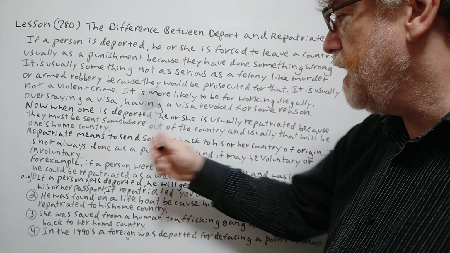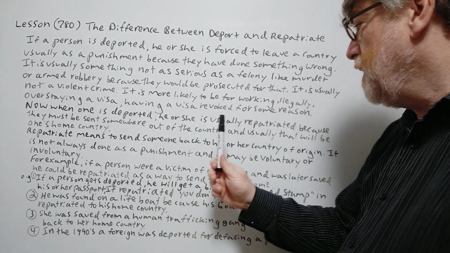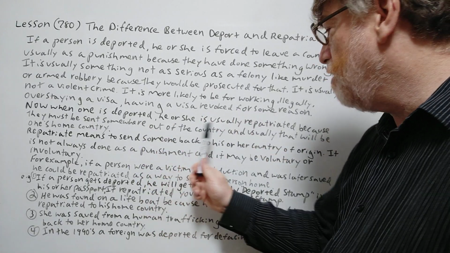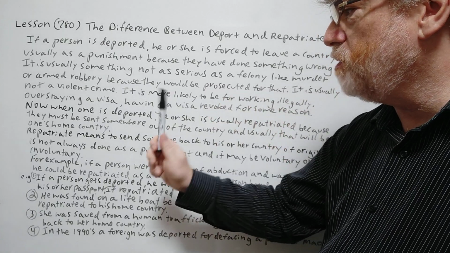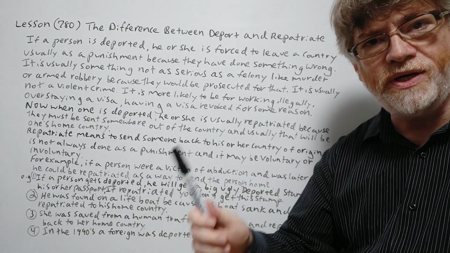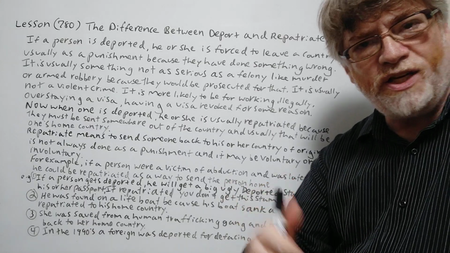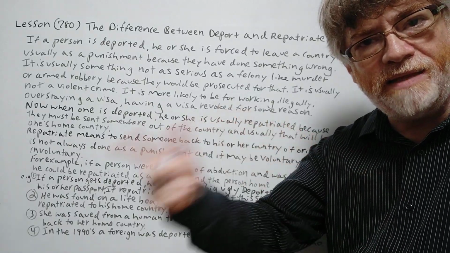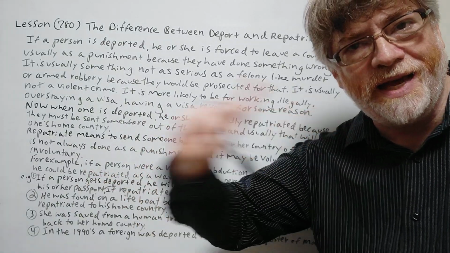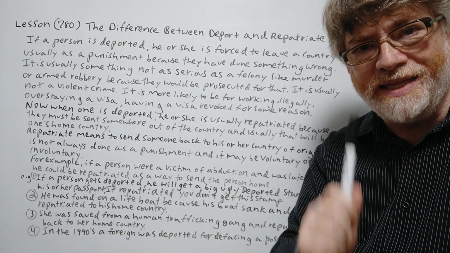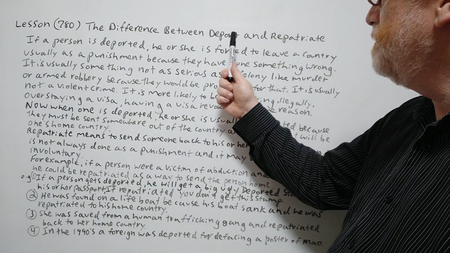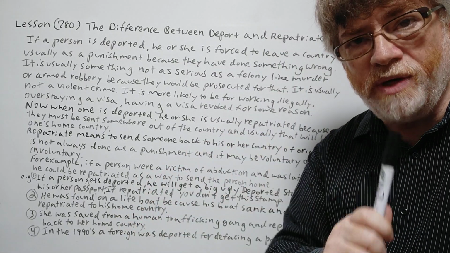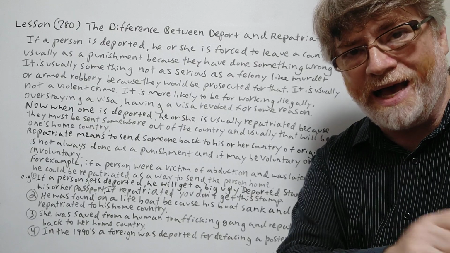Let's continue. Now, when one is deported, he or she is usually repatriated because they must be sent somewhere out of the country, and usually that will be to one's home country. So technically they can't just throw them in another country or send them to another country. They need to send them somewhere. So whatever passport they got, that's what they'll send them to. So technically, in this sort of sense, every time somebody is deported, or almost every time, you are being repatriated. But it is possible to be repatriated and not be deported.